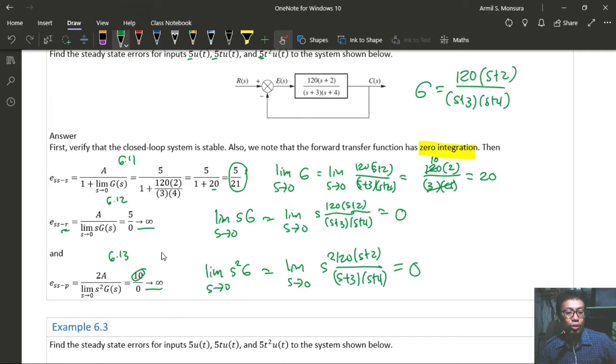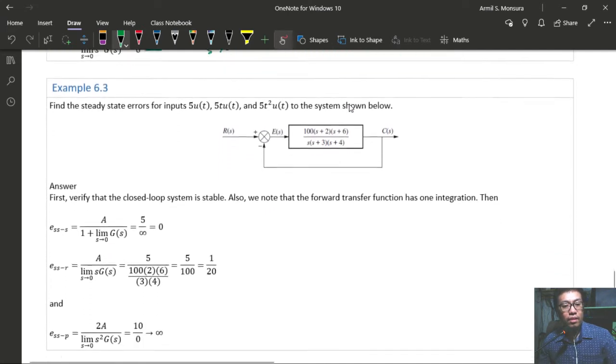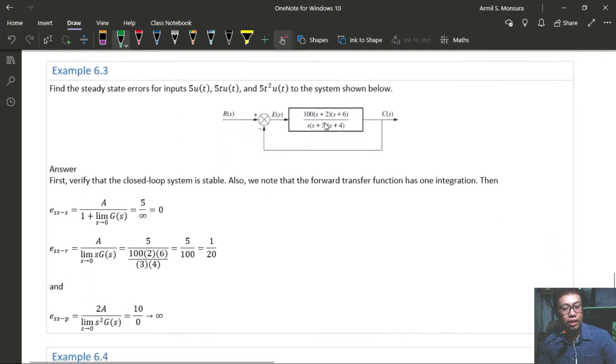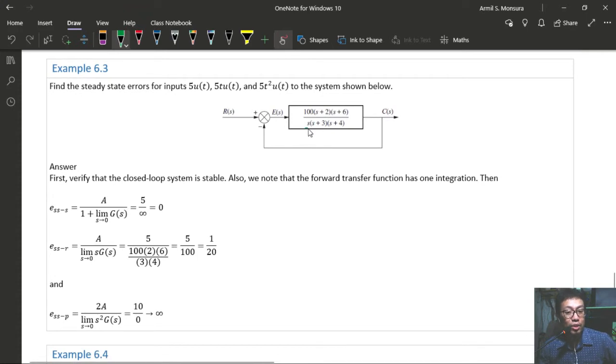Okay. So ayun, that is in the absence of an integration factor para sa system niyo or para sa open loop transfer function niyo. Okay. So that's example 6.2. Sa example 6.3 naman, meron na kayong isang integration factor. So, again, kung meron kayong isang integration factor, N equals 1. Okay, para sa step, meron kayong 0 error.